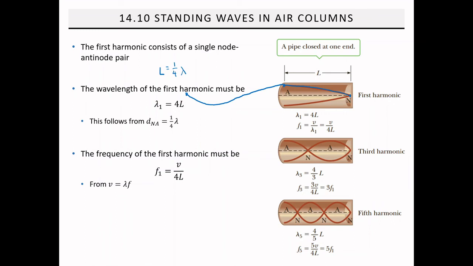Another way we can determine this is to use the distance between the node and the adjacent antinode. This is equal to 1/4 of the wavelength, which we saw from one of the earlier slides. To then determine the frequency of the first harmonic, we can plug in f is equal to v over lambda, and then lambda is equal to 4 times L.